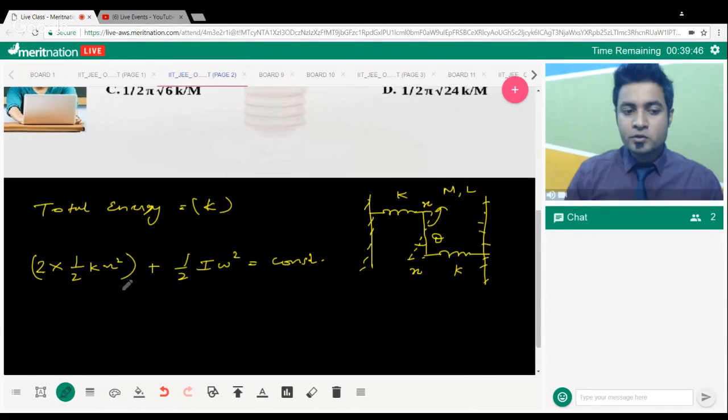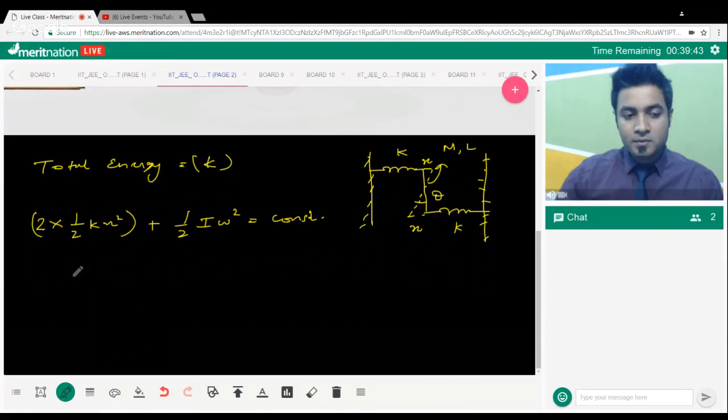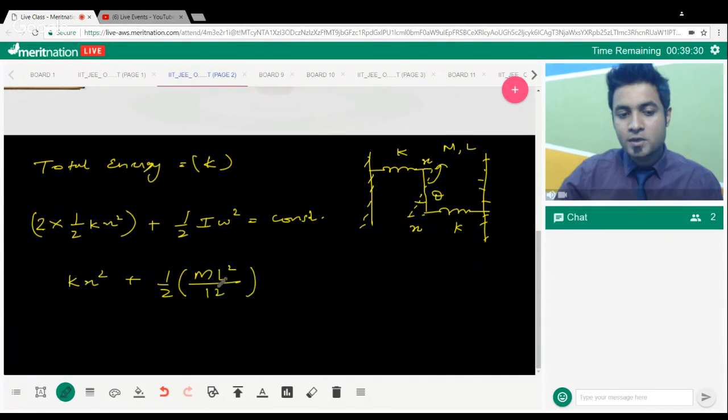Let's simplify it. This becomes kx square plus half times I omega square. As you can see, the rod is rotating about the midpoint, so I is ml square upon 12, because this is the moment of inertia of the rod about the axis passing through the center. So this is omega square equals constant. Now I'm going to differentiate both sides.